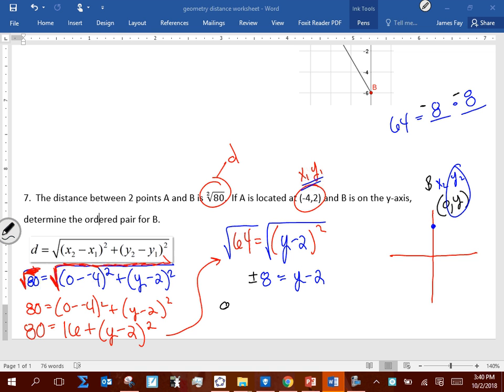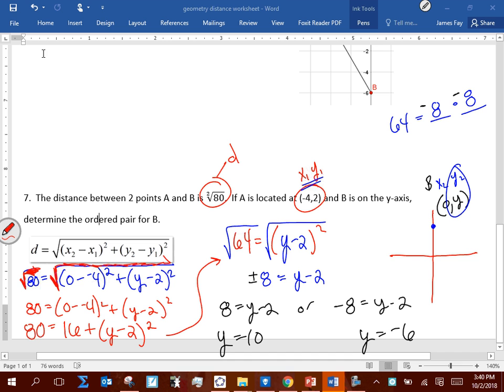And what that gives me then is 8 equals y minus 2, or negative 8 equals y minus 2. Solving this one will give me y to be 10. Solving this one gives me y to be negative 6. So I've got 2 points here.